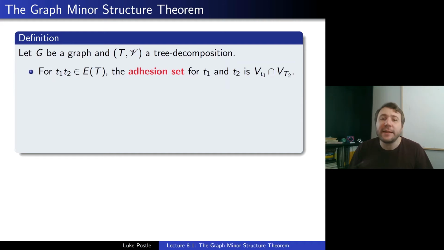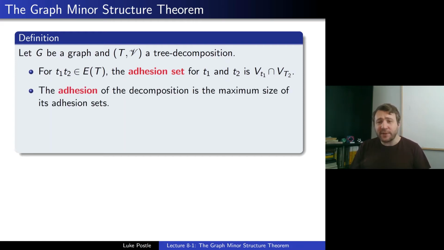For T1, T2 an edge, the adhesion set for T1 and T2 is simply the intersection of the two bags, V_T1 intersect V_T2. And the adhesion of the decomposition is the maximum size of its adhesion sets. So when we had low-width tree decompositions, we had this idea of low adhesion, but here we're formalizing that a bit.